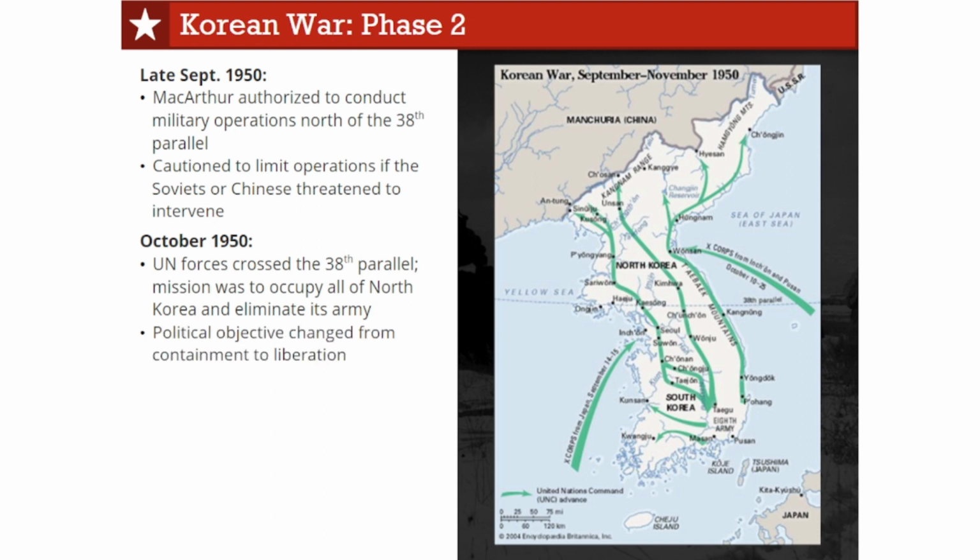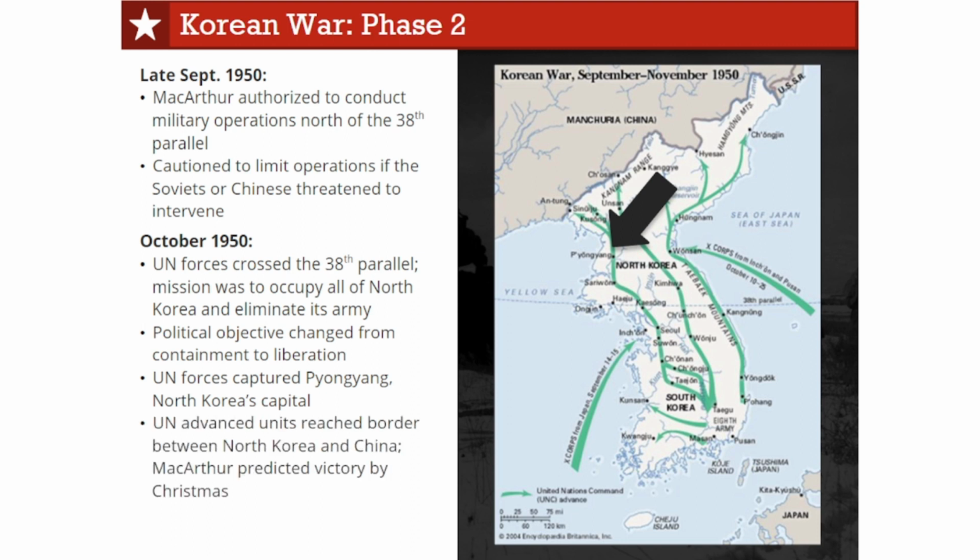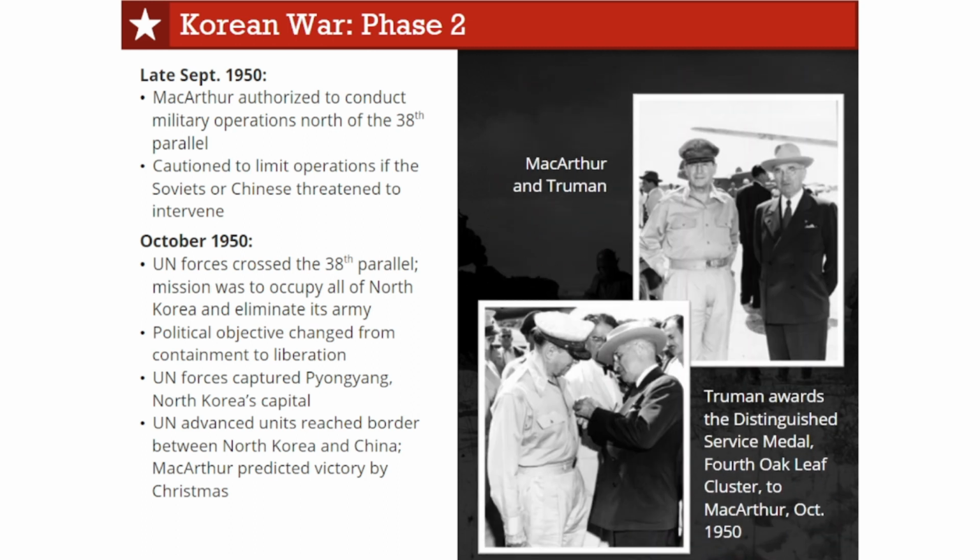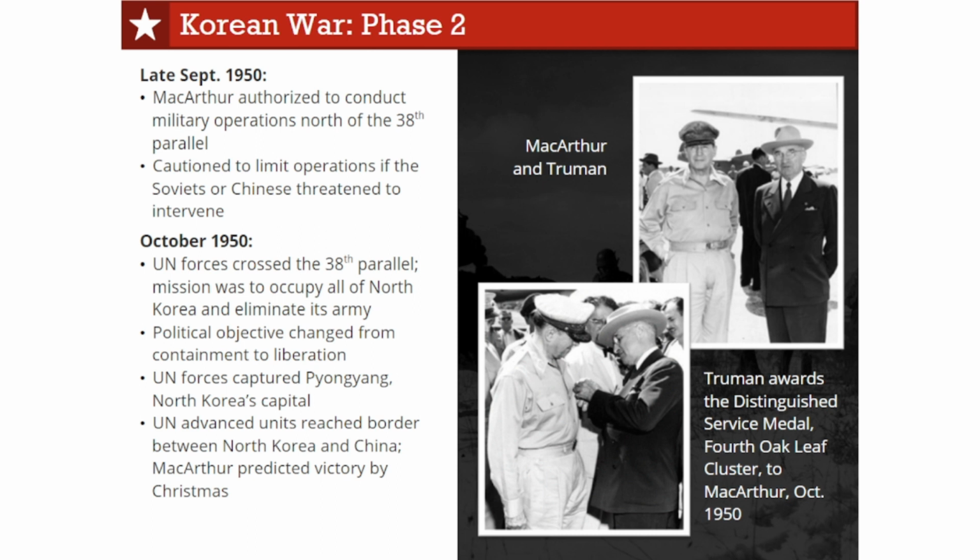The political objective of the war had changed from containment to liberation. By October 20th, UN forces had entered Pyongyang, the capital of North Korea. 6 days later, advanced units reached Chosan on the Yalu River, the border between North Korea and China. MacArthur continued to reassure Truman of his belief that the Chinese would not enter the war, and he predicted total victory by Christmas. However, the direction and length of the war was about to change.